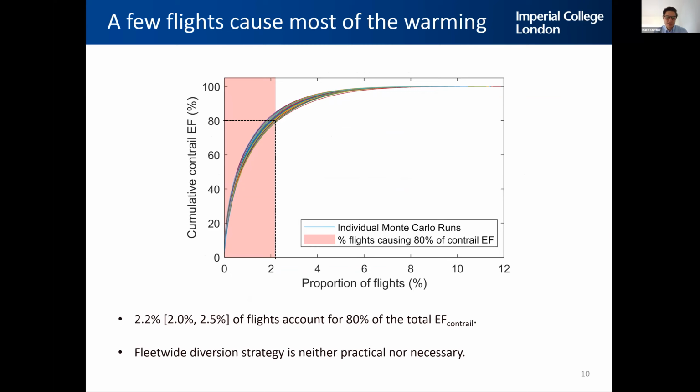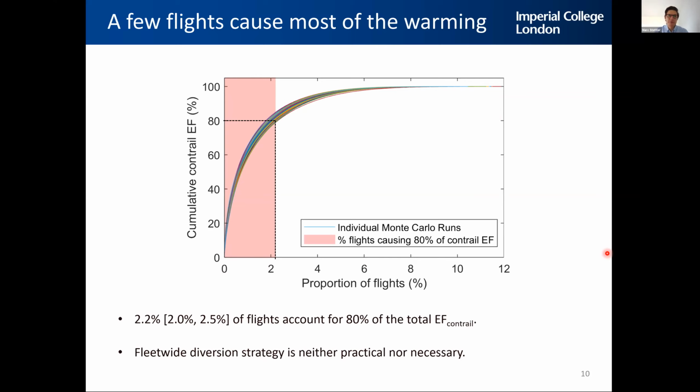Because we're estimating the contrail of every flight, we can then rank these flights in order of their contrail energy forcing. And if we do that, we end up with a graph that looks like this. This shows the cumulative contrail energy forcing on the y-axis. The x-axis shows that only a small percentage of flights contribute to most of the contrail energy forcing. In this case, 2.2% of flights account for 80% of the total energy forcing.